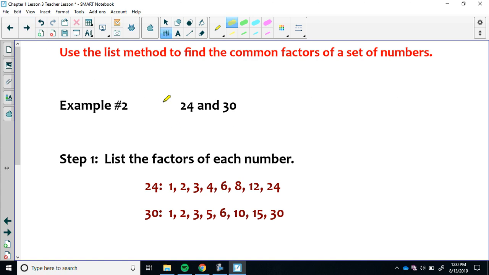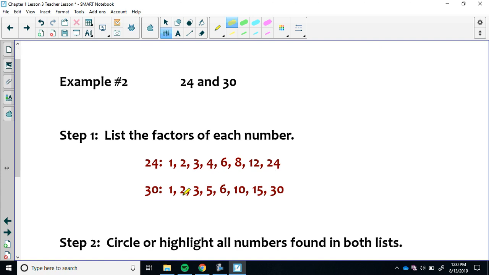Another example, 24 and 30. So first I list the factors of 24, 1, 2, 3, 4, 6, 8, 12, and 24. Factors of 30 are 1, 2, 3, 5, 6, 10, 15, and 30. I know some of you are probably wondering, how do I get those? We'll talk about that in class. I'm going to also show you where you can find a list to help you with this. And this is something that we're going to be practicing every day for warm-up in math class, because it's such an important piece of your math in 6th grade.